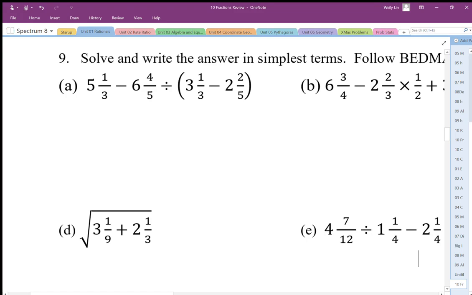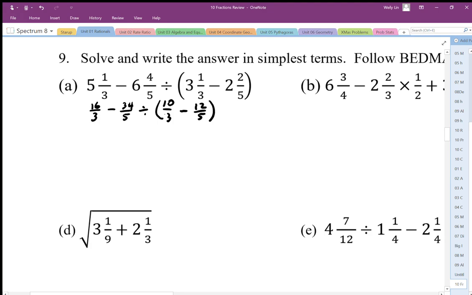the solutions. Okay. So this one here, what we want to do first is convert into an improper fraction. Because improper fractions are going to be much easier to work with when we're doing these calculations. So I'm going to get 16 over 3 minus 34 over 5 divided by 10 over 3 minus 12 over 5.